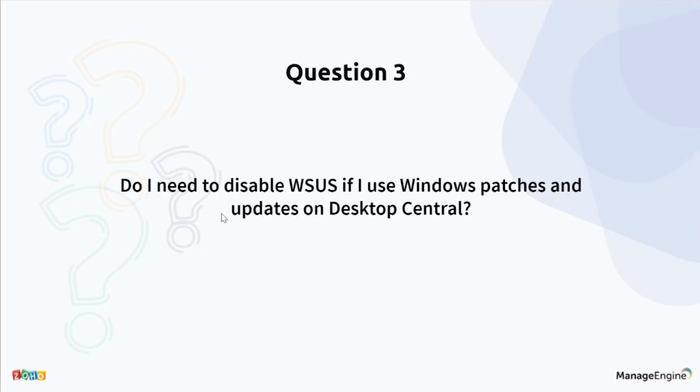So how do you differentiate between the patches that are installed through Desktop Central and through WSUS? The answer is the patches installed manually or through WSUS will not have the deployment time mentioned. So check for the deployment time. If you have the deployment time, those patches were deployed through Desktop Central. If you do not have the deployment time, those patches were deployed through WSUS or manually.